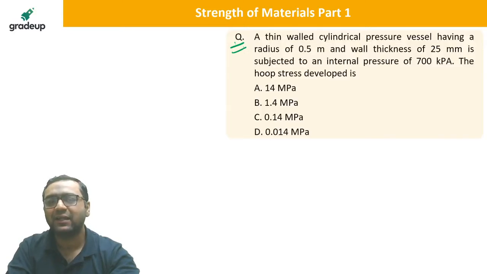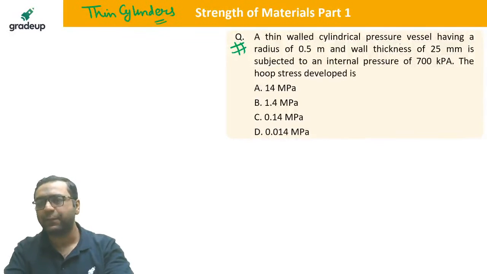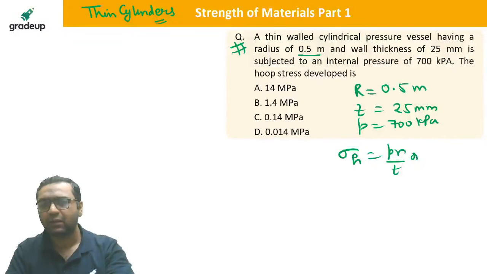This is from thin cylinders. Solve it, guys. A thin walled cylindrical pressure vessel having a radius of 0.5 meter and wall thickness of 25 mm is subjected to a pressure of 700 kPa. The hoop stress is given as PR by T or PD by 2T. Find out the answer.